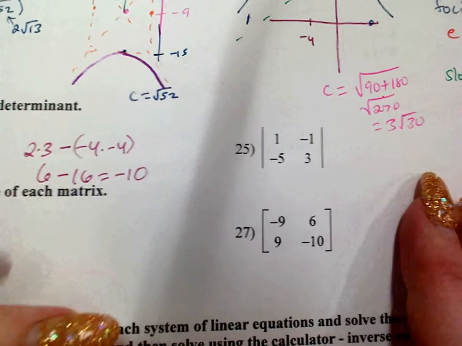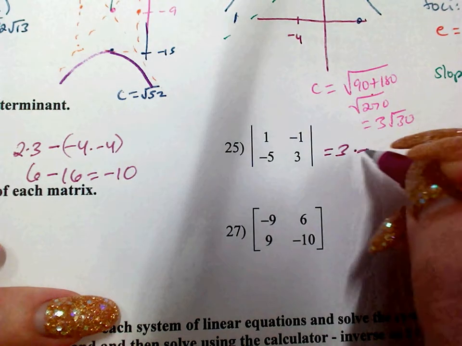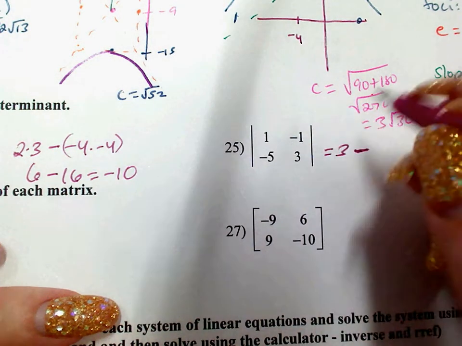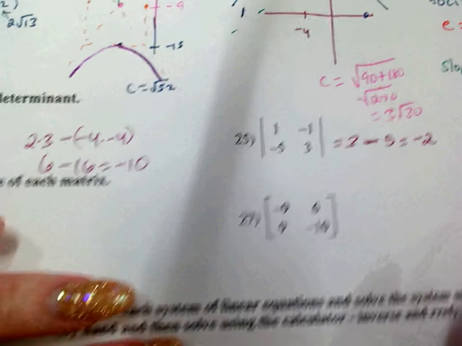Over here, we've got 1 times 3 minus negative 1 times negative 5, that is 5, so that is negative 2. So the determinant is negative 2.